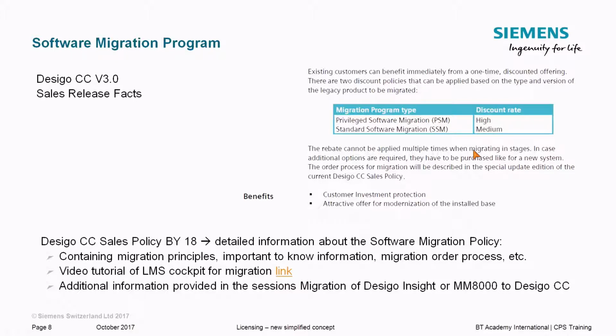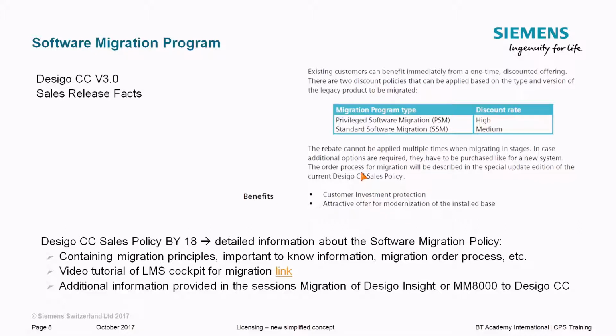So in case additional options are required, they have to be purchased like for a new system. If you want to migrate an existing legacy management system to the Desigo CC, you need to purchase all the data points and all the features. This is important.